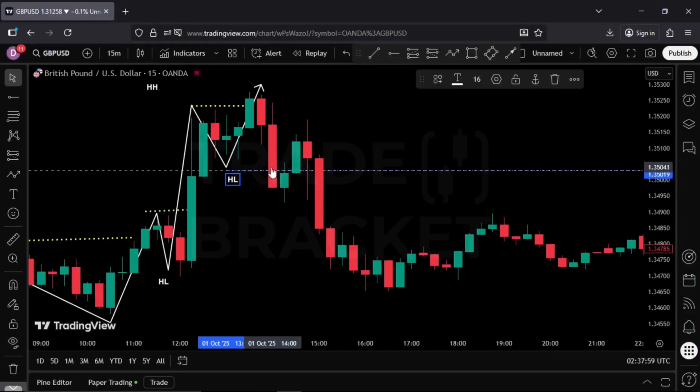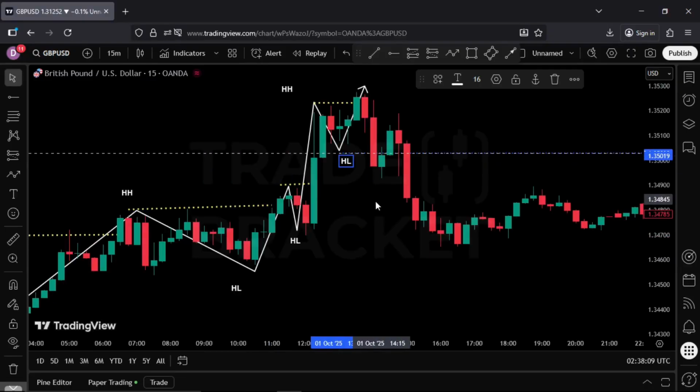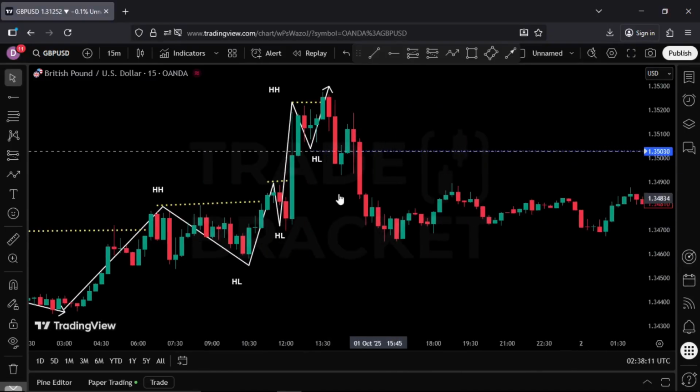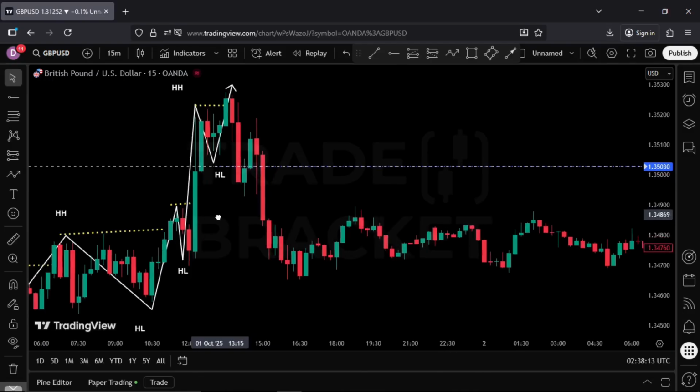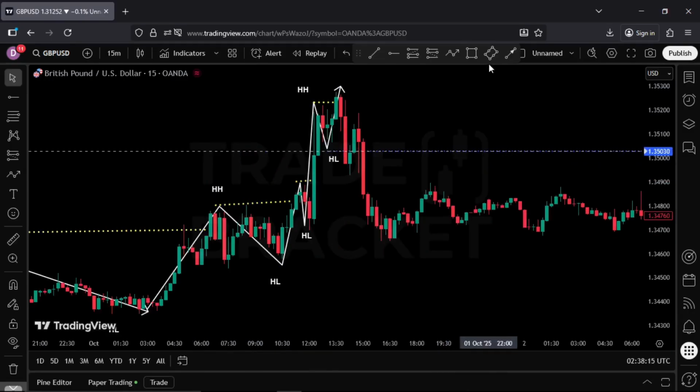In this case right here, price broke it, and this is a real break because the body of this candle closed below this higher low. So you want to be careful. And as soon as you get that break, the next thing you want to do is draw your trade bracket.